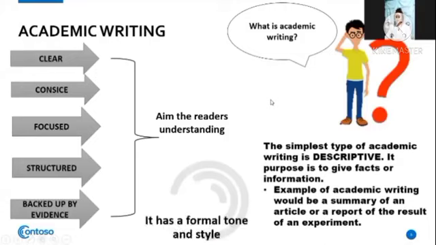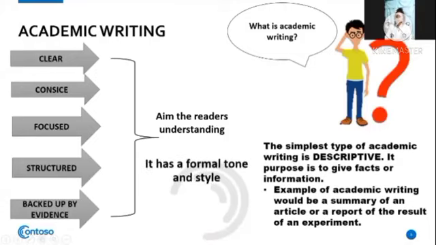In academic writing, always remember this: it has a formal tone and style, but take note of this, it is not complex and does not require a long sentence and complicated vocabulary. In academic writing, the simplest type is the descriptive. The descriptive purpose is to give facts or information. An example of academic writing would be a summary of an article or a report of the result of an experiment.